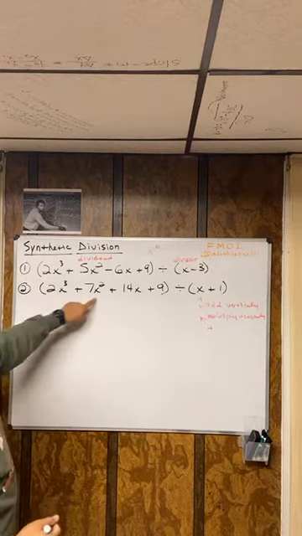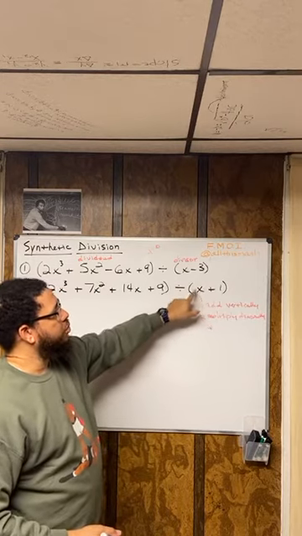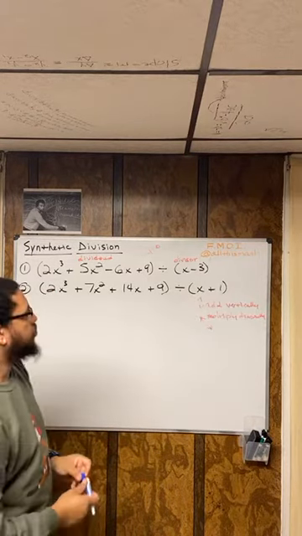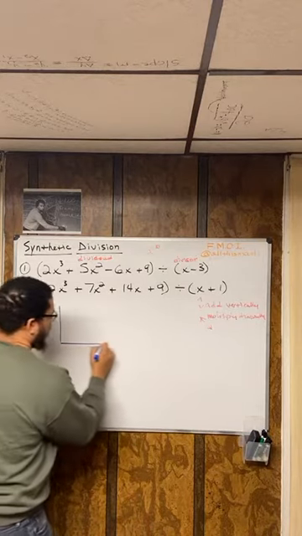2. This is our dividend. This is our divisor. We have a binomial. We have a variable with a coefficient of 1. So we can use synthetic division. You do your big L.